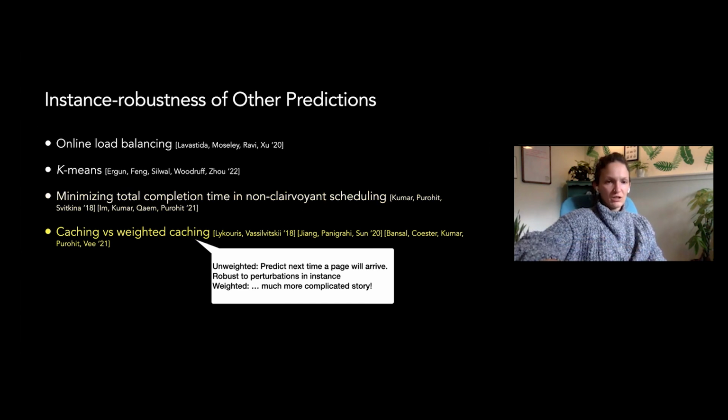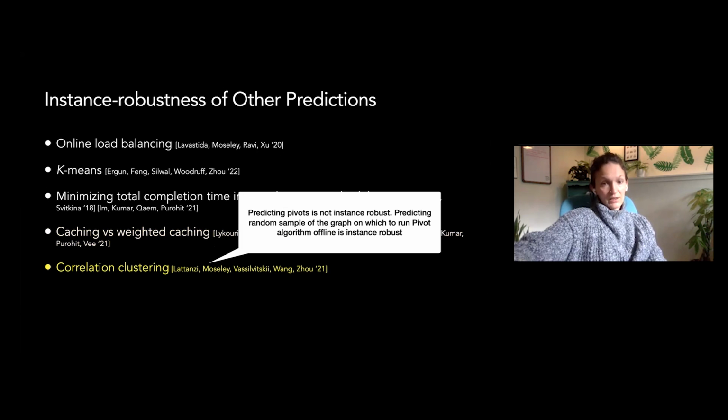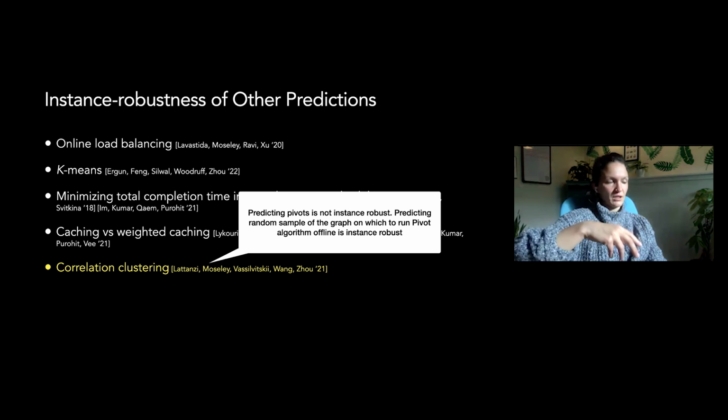Again, there's something weird going on with caching versus weighted caching, where there is a prediction for caching, which works very well and is very robust, both to changes in the prediction and changes in the instance. But in weighted caching, it's a much more complicated story. This does not seem to be true at all. And lastly, correlation clustering. Again, you can look at a couple different obvious predictions that could be studied, and some of them are clearly instance robust and some of them are not. And the good predictions are the ones that are instance robust. So it seems that for some problems, this is a good way of separating your good predictions from your less good predictions.